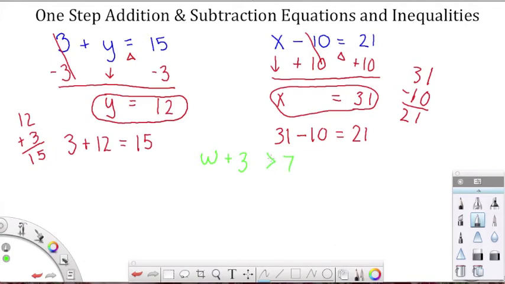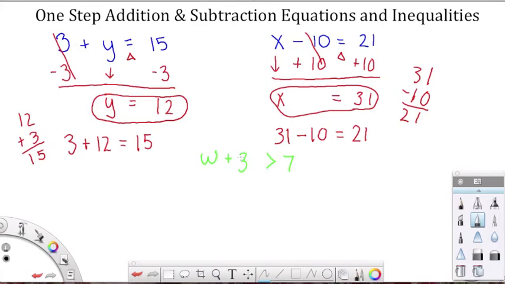Okay, now see, this is an inequality. We're not saying both sides are equal, but we're saying what's on the left here has to be greater than what's on the right. But in order to solve an inequality, we have to treat it just like an equation. Okay, we have to keep things balanced. So we want to isolate our variable w. We want to get it all by itself on one side of our inequality, and we want all the number stuff to be on the other side of the greater than sign.